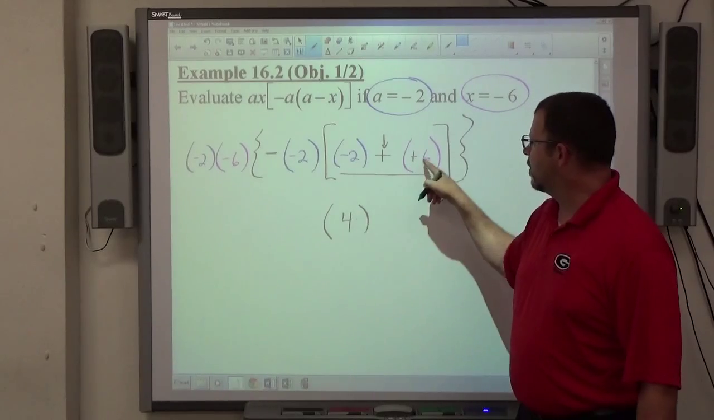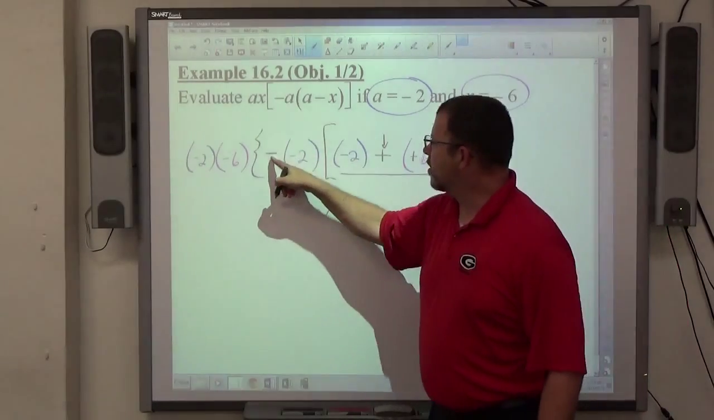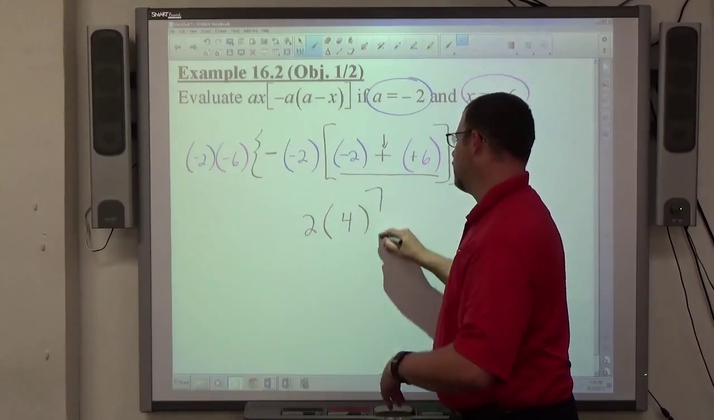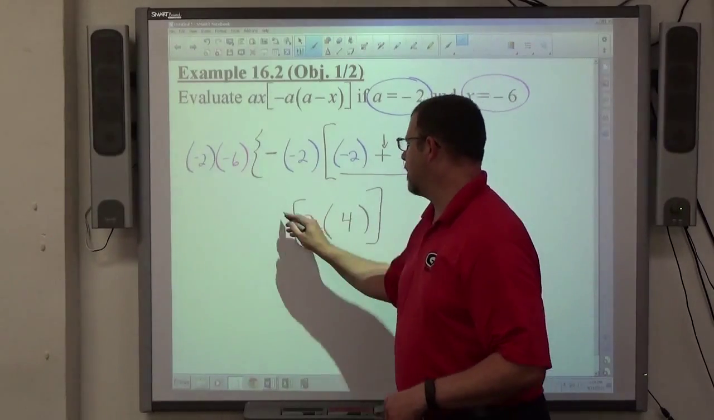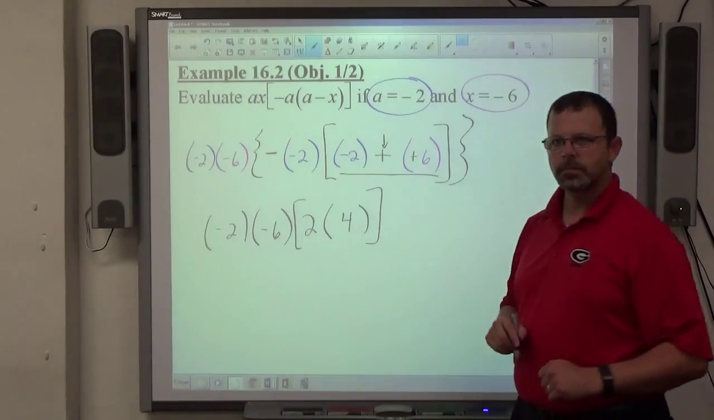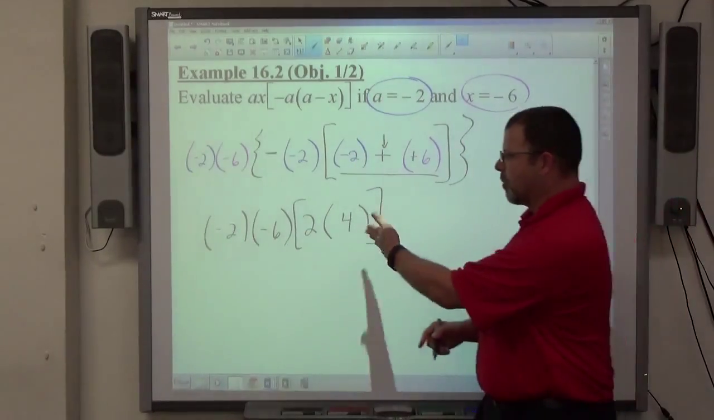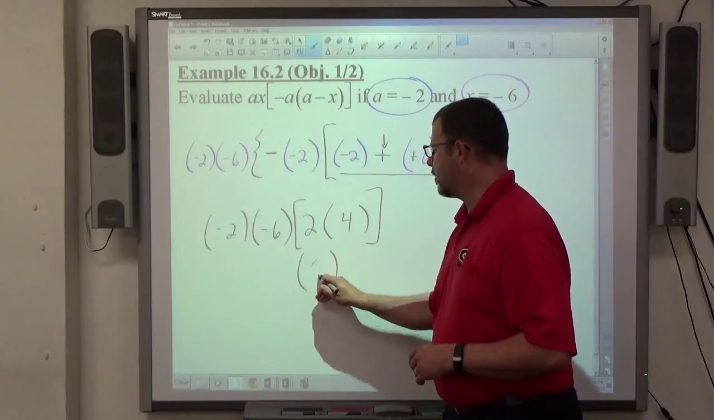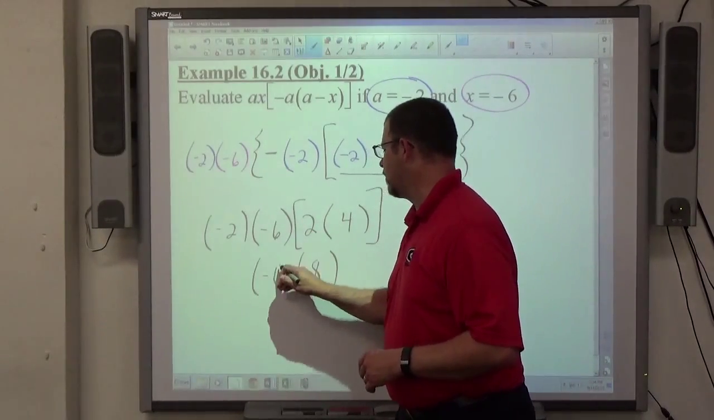Opposite signs subtract, 6 is bigger, so it's positive. Minus minus 2 means 2. All that's inside the braces, which I'm going to change into brackets. And all that's being multiplied by negative 2 and negative 6. Next, still inside the brackets have more than one number, so evaluate that. 2 times 4 is 8, which is still being multiplied by negative 6 and negative 2.